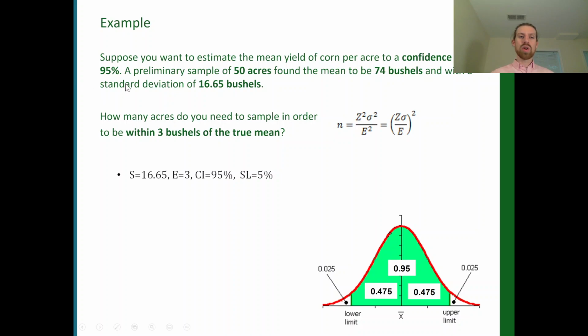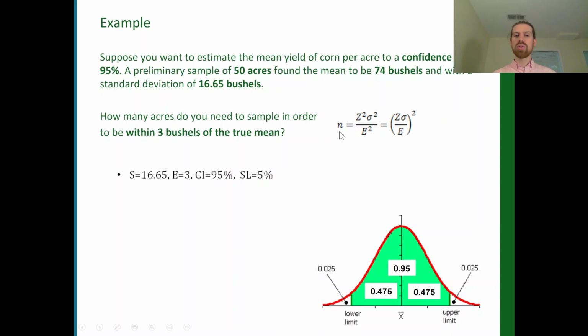So let's assume that we take a preliminary sample of 50 acres and we find that the mean is 74 bushels of corn per acre with a standard deviation of 16.65 bushels. So then how many acres do you need to actually sample in order to be within 3 bushels of the true mean? Remember that we need to get the number of samples.